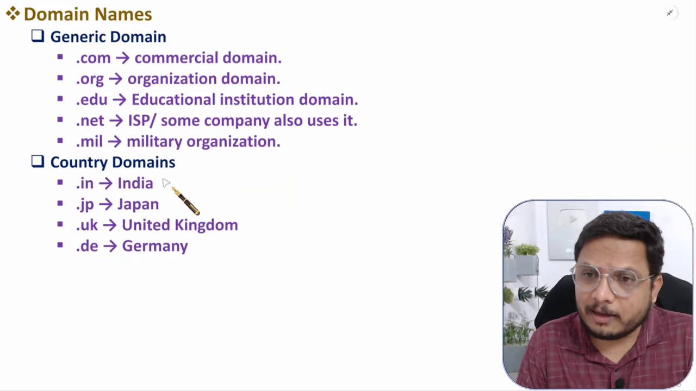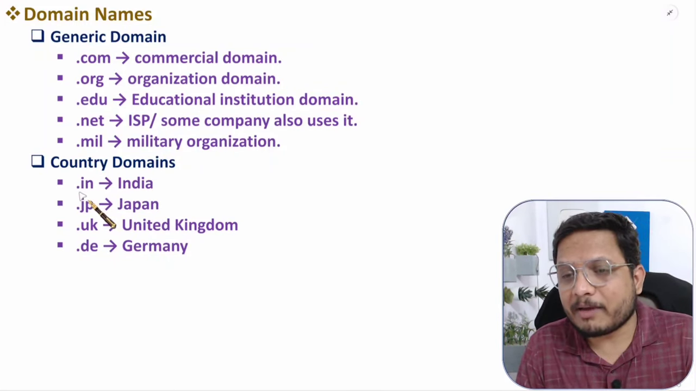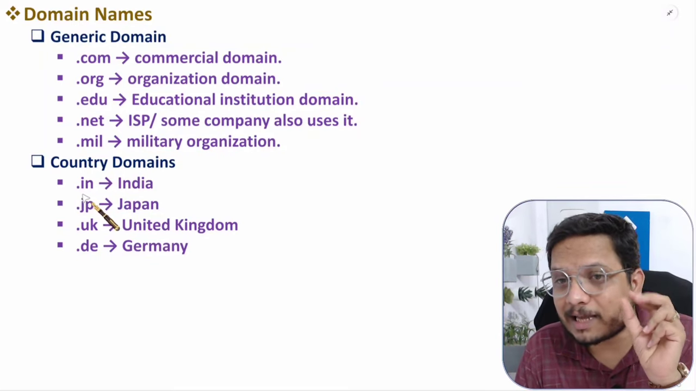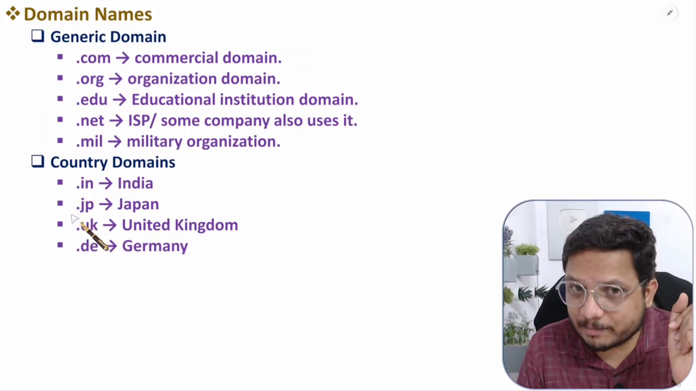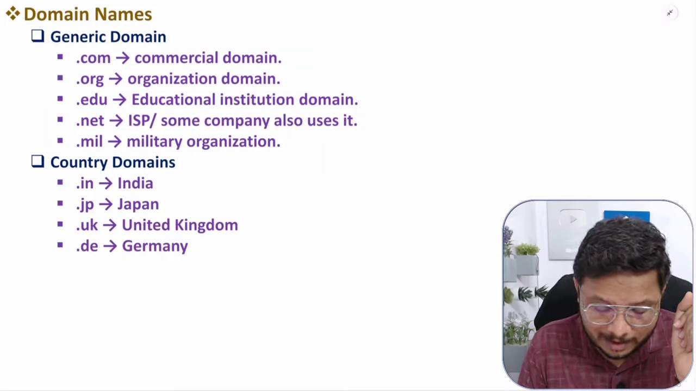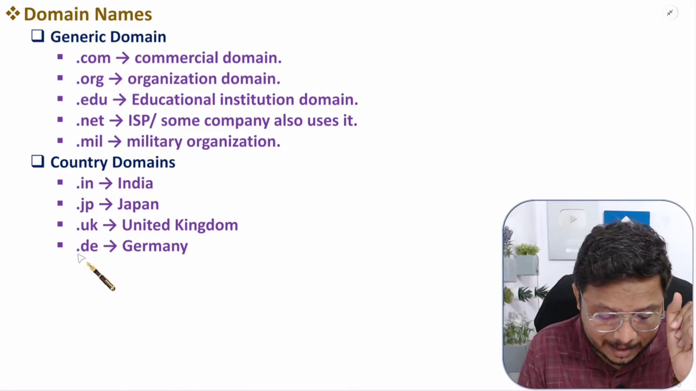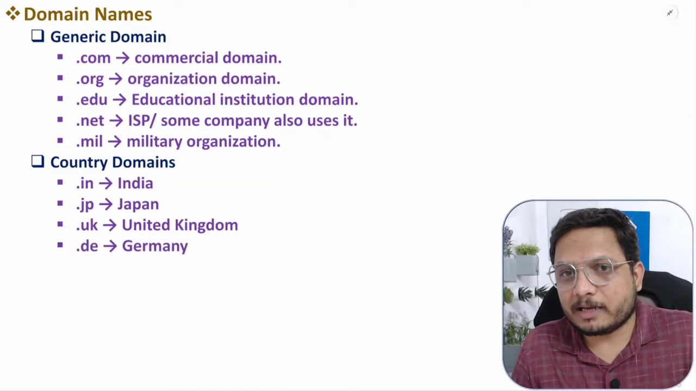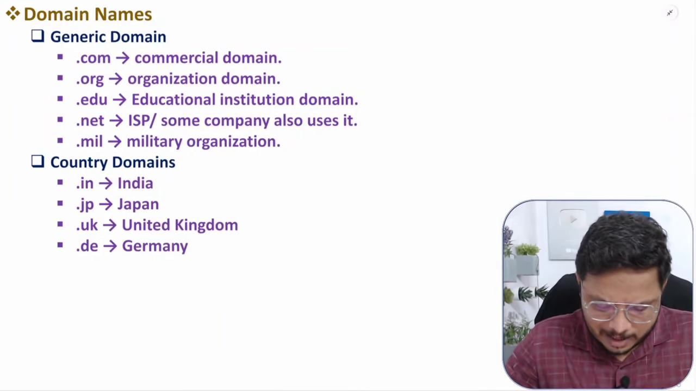Country domains are there. Country domains are like India .in, like my website .co.in. So at the end, .in belongs to the country India. At the end, if .jp is there, that belongs to Japan. If .uk is there, that belongs to the United Kingdom. If .de is there, that belongs to Germany, right? So that is how country domains and generic domains are there, right?